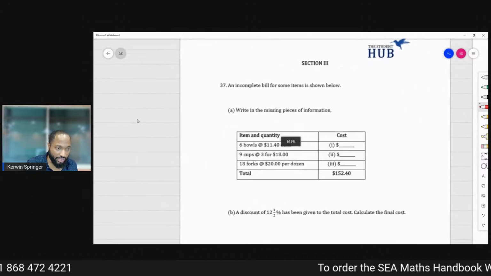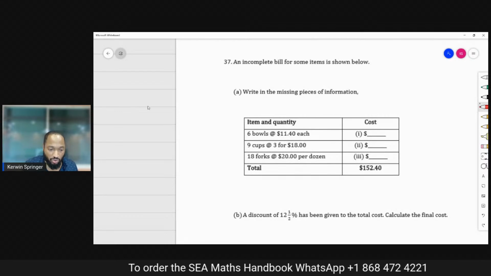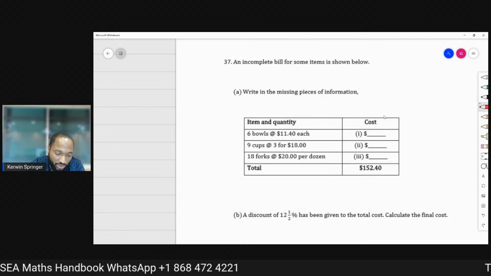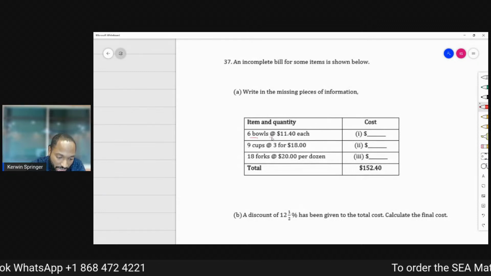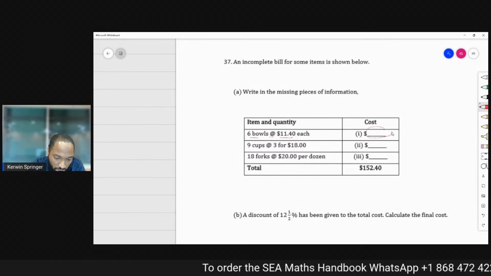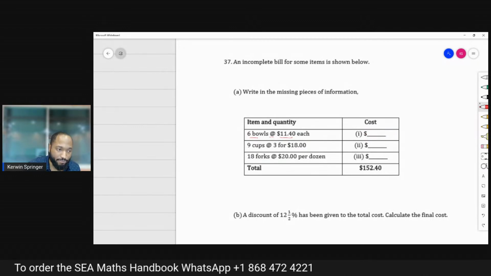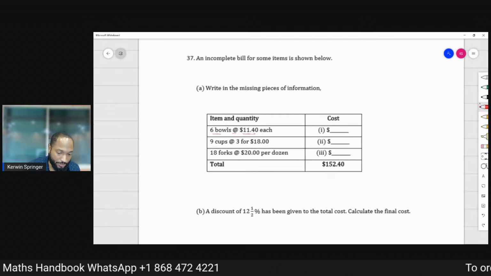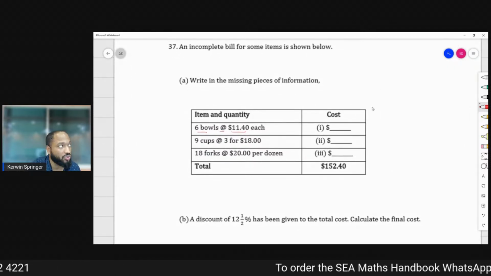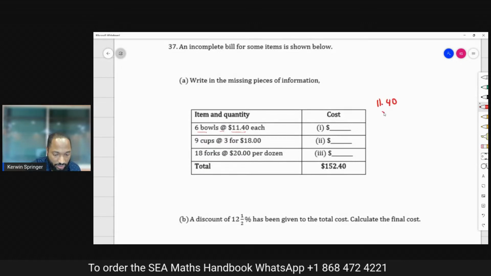Okay. 37. An incomplete bill for some items is shown below. Write in the missing piece of information. We could do this. 6 bowls at 11.40 each. Total cost is multiplied, so what we have to do here is multiply. I'll zoom in so you can see it a little clearer. So it is 11.40 multiplied by 6.